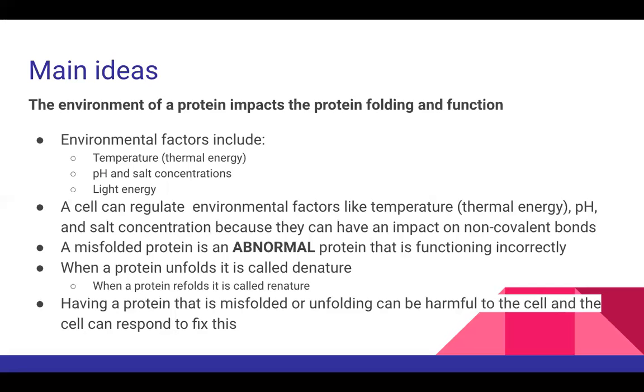Then we defined a misfolded protein in this class as abnormal, and it doesn't function properly. When a protein unfolds, this is called denaturing. In a similar fashion, when a protein refolds, it's called renaturing. Having a protein that is misfolded or unfolding can be harmful to the cell, and cells have evolved responses to fix these. Does anyone have questions so far?